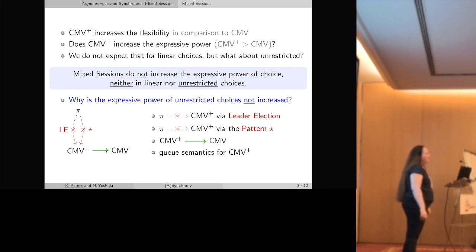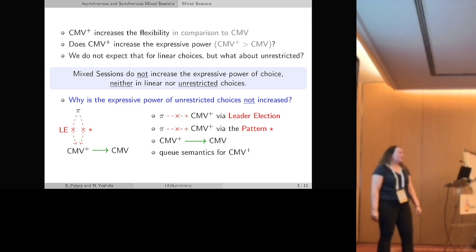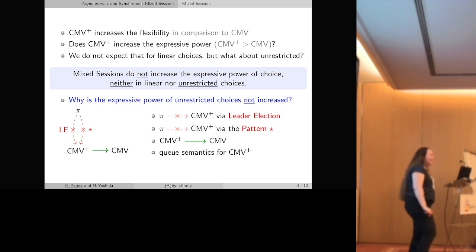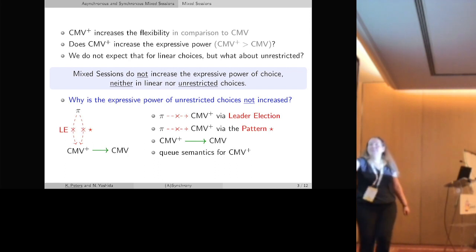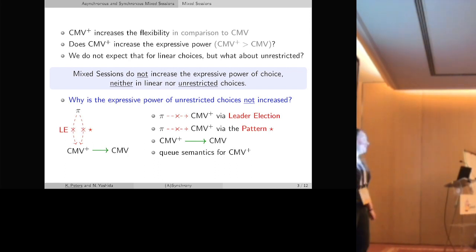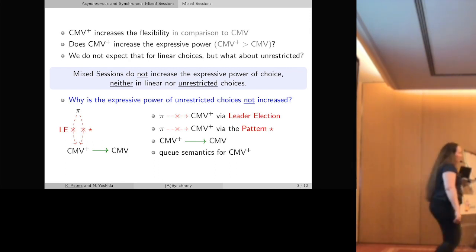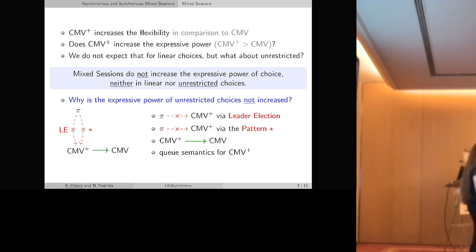Yeah? So I'm a bit lost. Are there types involved in this diagram? So you have types for byte, types for... I will come to that, and no. Because the problem with not having the expressive power of mixed choices here is not depending on types. It has nothing to do with the types, the syntax and semantics of the language itself.